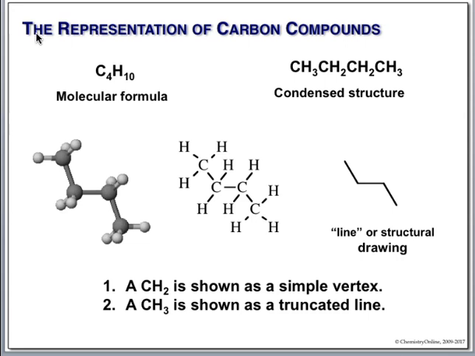Whenever you see just a simple vertex, two lines coming together, nothing else attached, that tells you it's a CH2. When you look at a line drawing, you assume that every point here is a carbon, and it's going to have the appropriate number of hydrogens. So this carbon, at the end, must have three hydrogens as a valence of four. One, two, three. That's that. This is a truncated line. Anytime just a line goes out and stops in space, that's a CH3. This is a CH2. So is this, and another CH3.